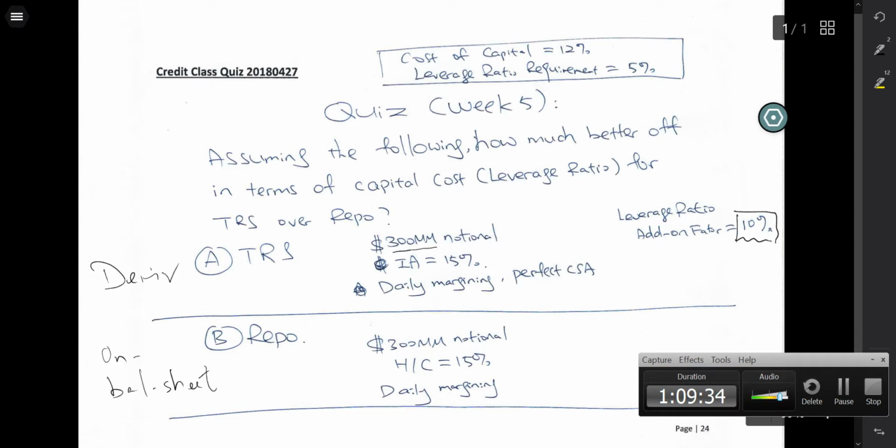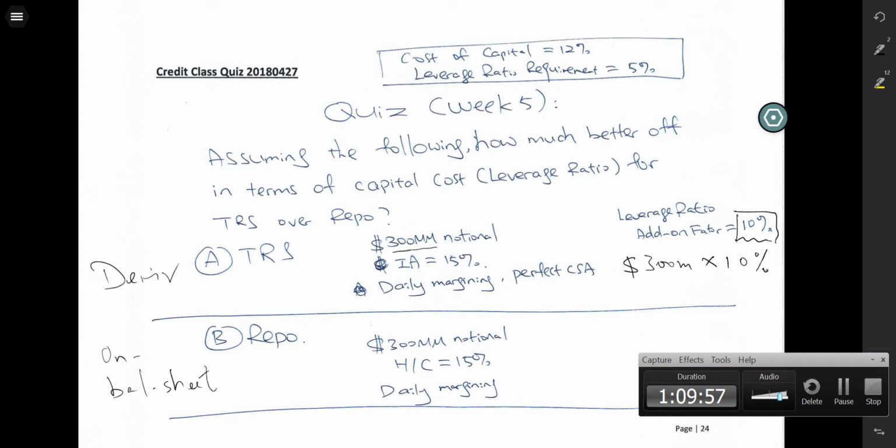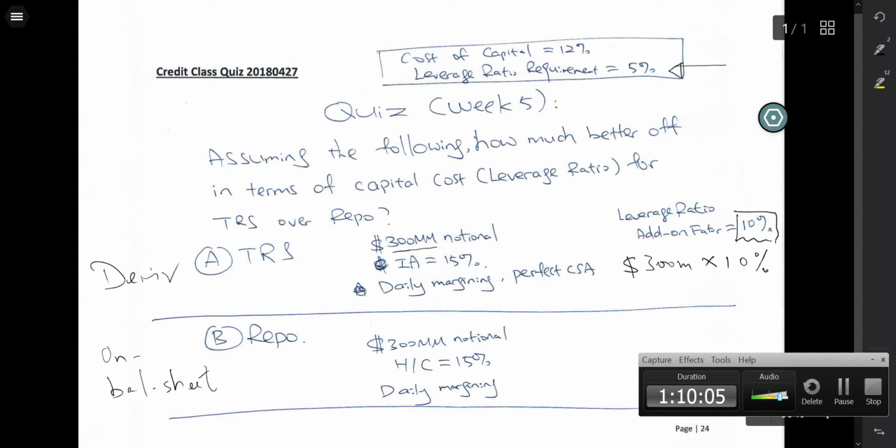So the capital that is required would be the notional amount, 300 million, multiplied by the add-on factor, which is 30 million, and then the leverage ratio is 5%. Okay, so now you all know what the leverage ratio means? Yeah?